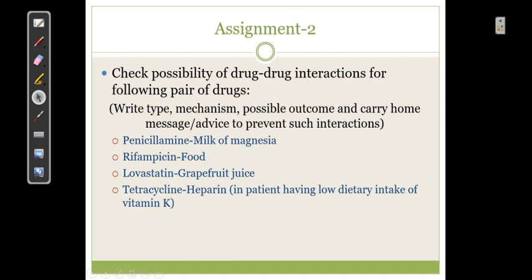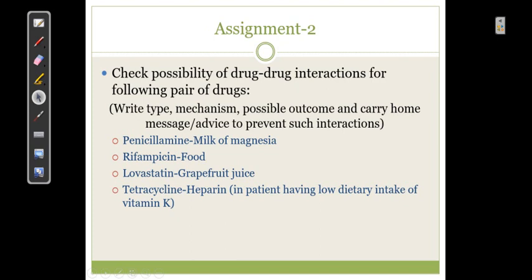And finally you need to give a take-home message on whether this drug interaction can be avoided, whether other remedies can be given to reduce the chances of interaction, or whether a gap between the two drugs can be given. That type of advice to the patient to prevent such interaction you need to give. So four pairs I am giving, a very simple task, but you need to refer to the books. I have used two reference books: one is Parthasarathi and the second is Remington.